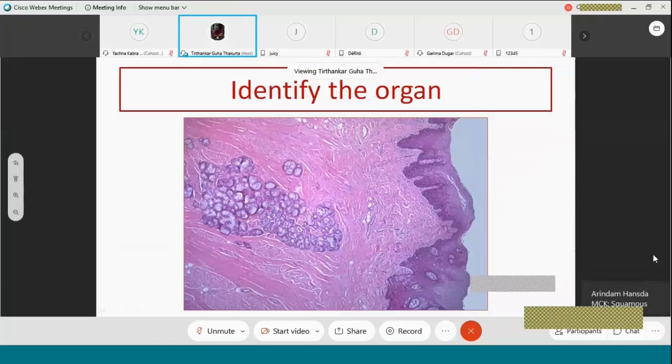Now think in this way. What are the organs of the body that have stratified squamous epithelium? Skin, oral cavity including tongue, esophagus, and the external genitalia like the cervix. So it has to be something out of this, because no other organ has stratified non-keratinized epithelium.